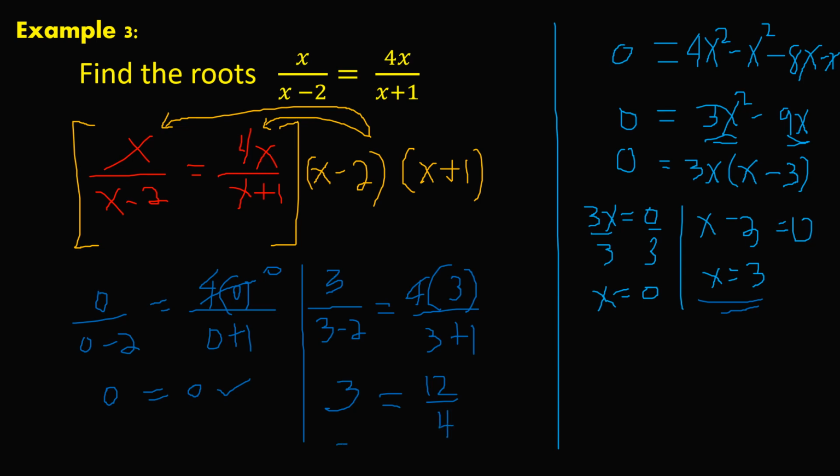But 12 divided by 4 is also 3. So again, the other root, x equals 3, is not an extraneous root because it does not result in a denominator which is equal to 0. Next example.